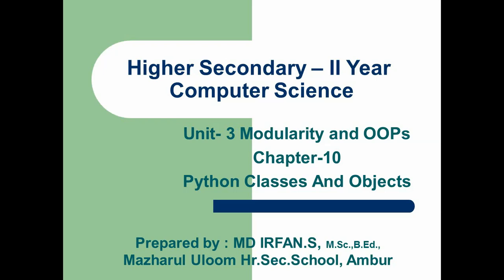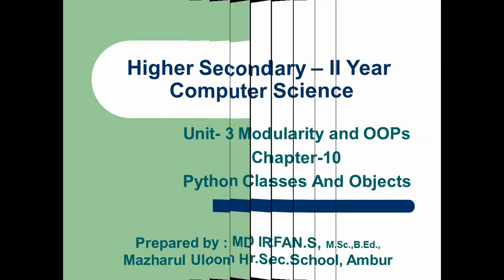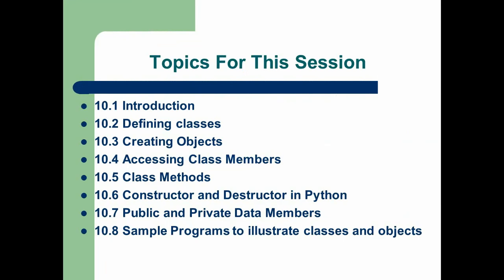Subject Computer Science for 12th Standard A section. Unit 3 Modularity and OOPS. So we are at the last chapter of Unit 3, chapter number 10, Python classes and objects. In this unit, we are going to discuss the following topics: introduction, defining classes, creating objects, accessing class members, class methods, constructor and destructor in Python, public and private data members, sample programs to illustrate classes and objects.